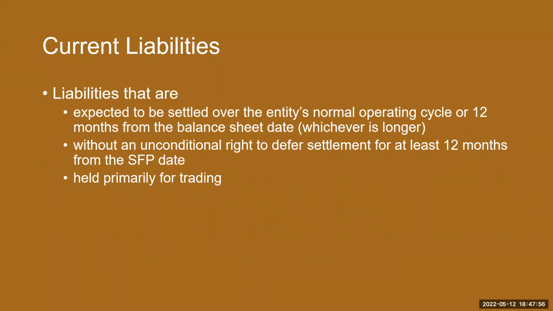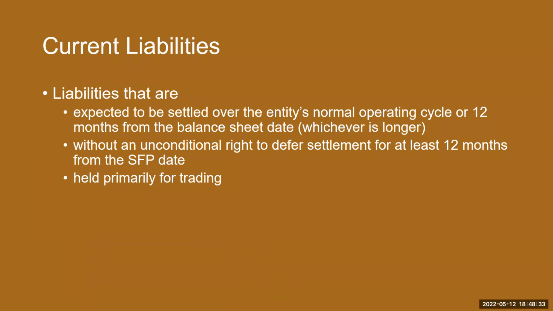Current liabilities. So here the definition is from the balance sheet date's point of view. From the date of the balance sheet, if we have a liability that is expected to be settled, and settlement is typically by either paying the cash, transferring the asset, or performing the service or providing the goods that we are obligated to. So liabilities that are expected to be settled over the entity's normal operating cycle or 12 months from the balance sheet date, whichever is longer.